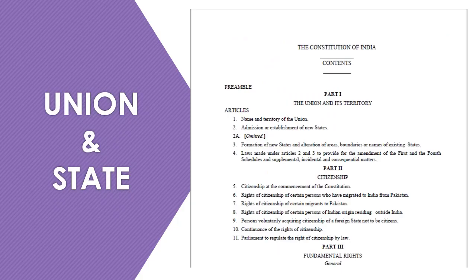So as discussed in the beginning of the lesson, the provisions relating to the union can be found in part 5 and those relating to the state can be found in part 6. We will now look at the Bare Act, the Constitution of India, and see some of the provisions and learn as to how you can read the Constitution in order to find out what you need to. So let us go ahead and scroll through the Constitution.